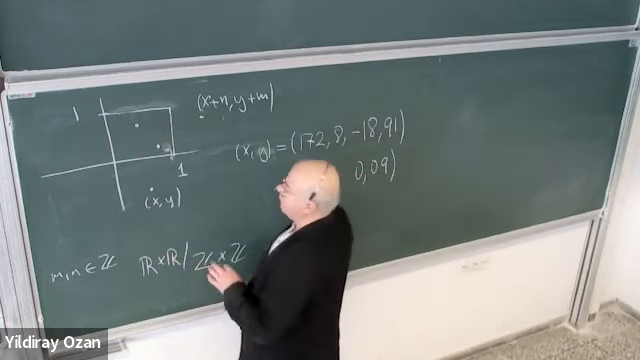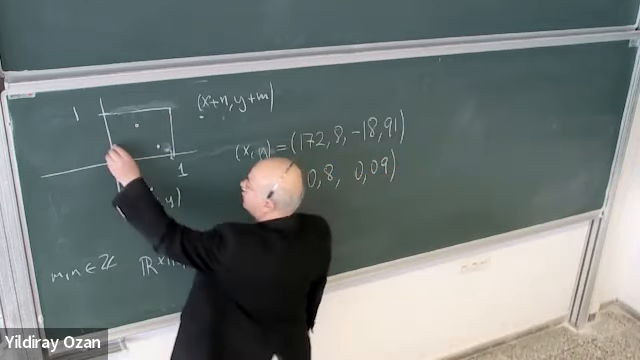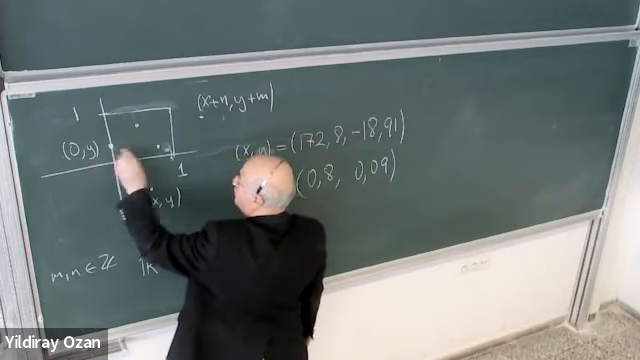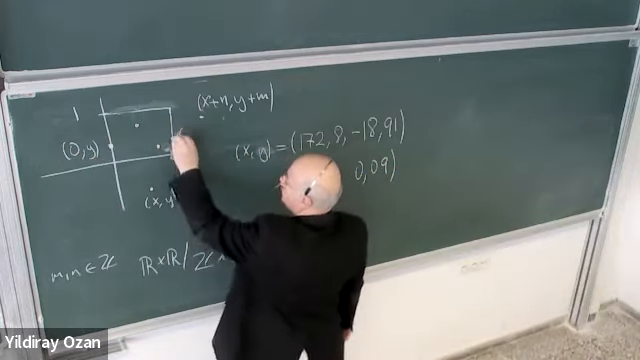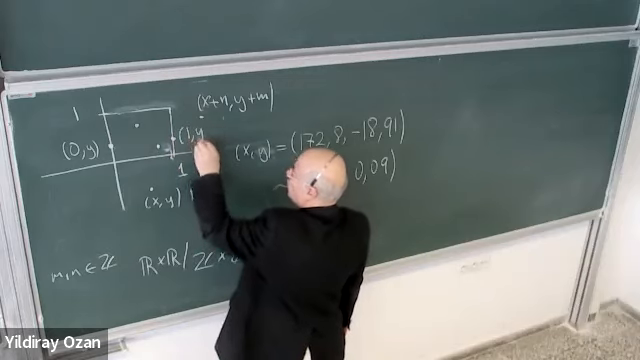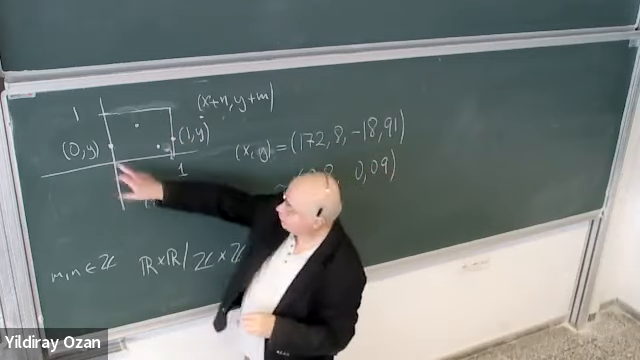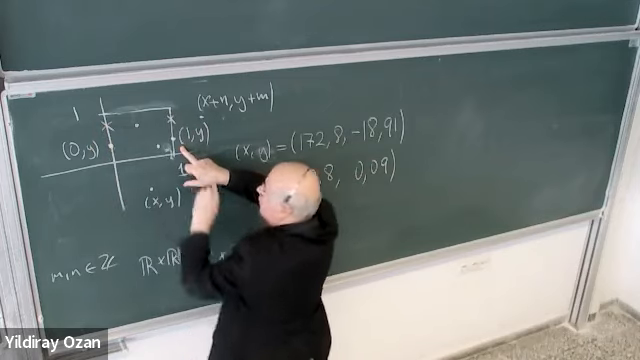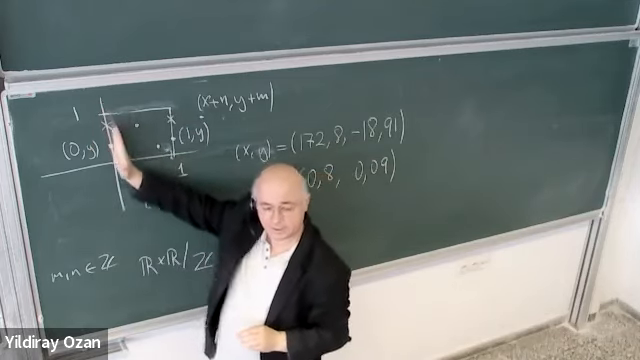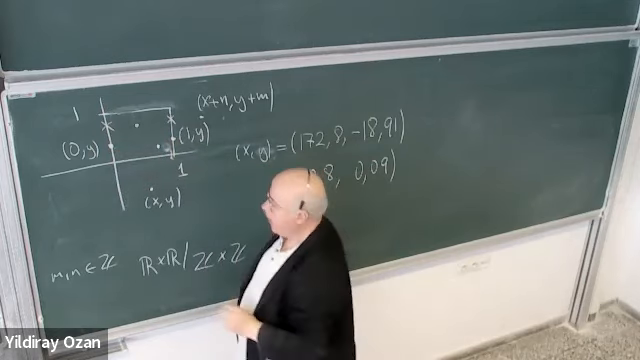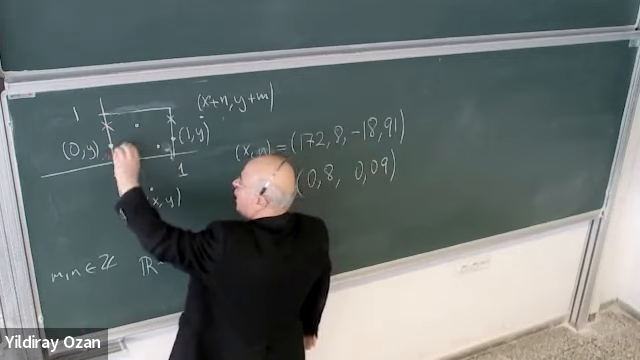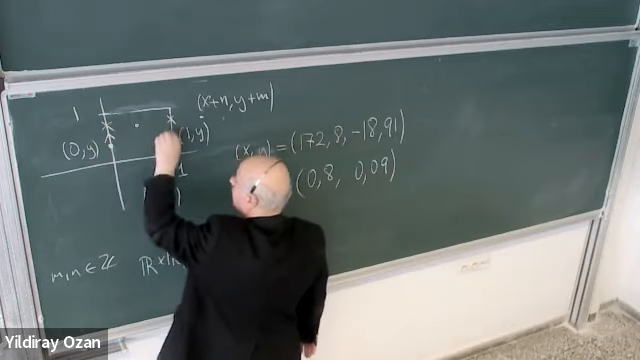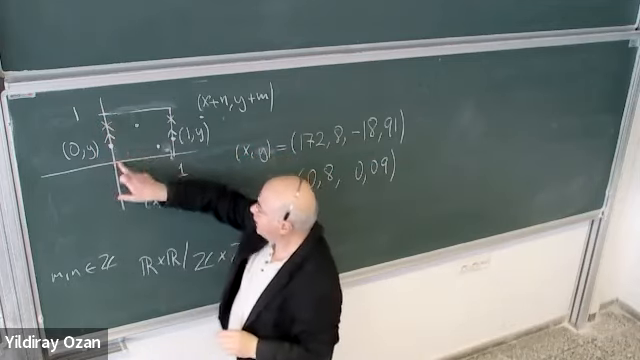But then we have further identifications. What are they? If you have any point here which has coordinate 0, y, this point is identified with this one, 1, y, right? So I have to identify this point with this one and this point with this one. Therefore, I have to identify this edge with this edge, like this. And we represent it by putting an arrow like this, okay? So I identify this edge with this edge.